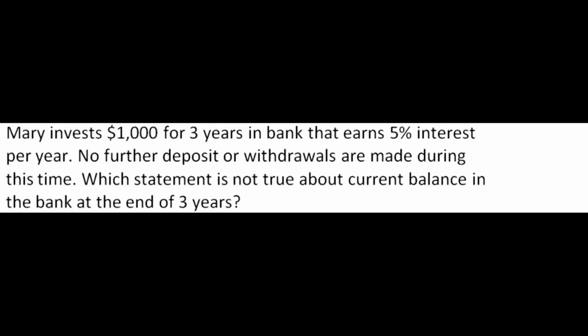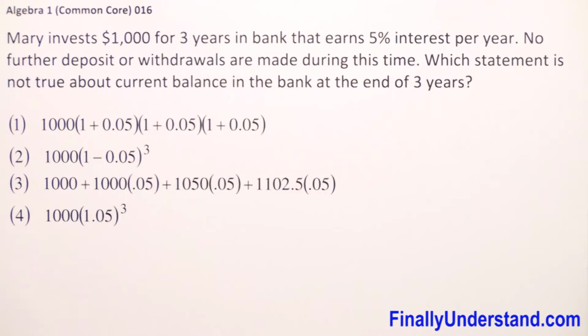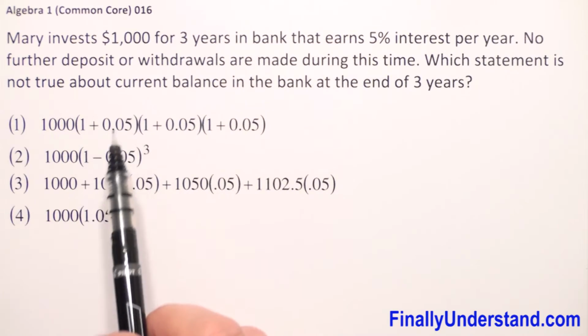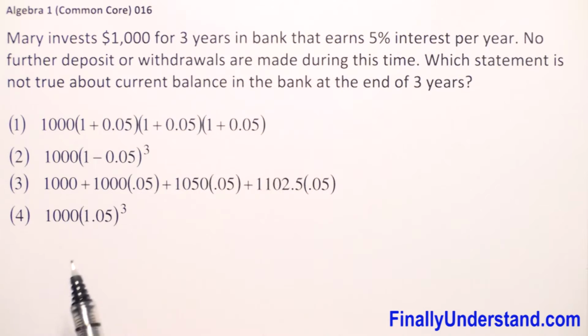Mary invests $1,000 for 3 years in a bank that earns 5% interest per year. No further deposits or withdrawals are made during this time. Which statement is not true about the current balance in the bank at the end of 3 years? So first, let's calculate the current balance after 3 years.